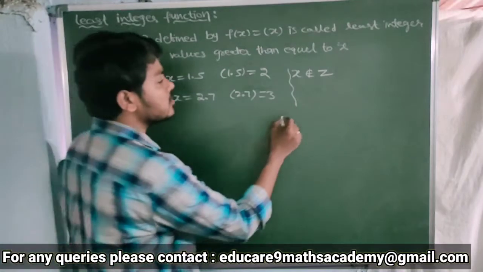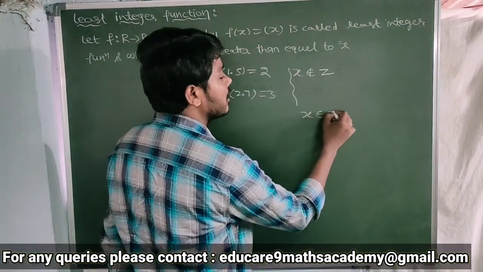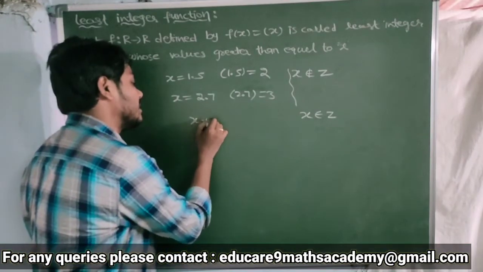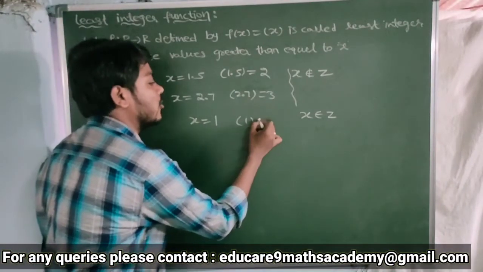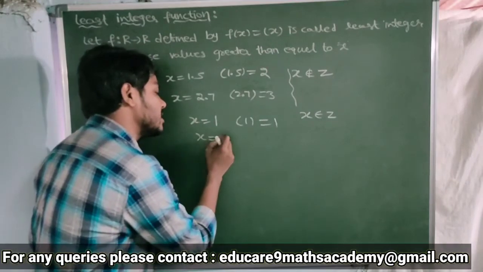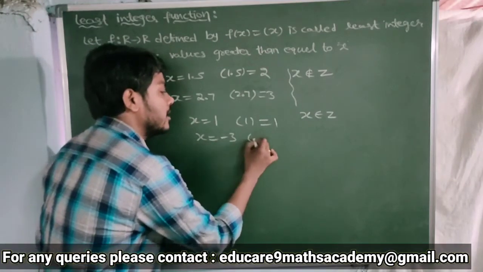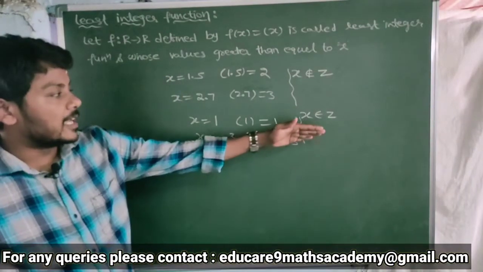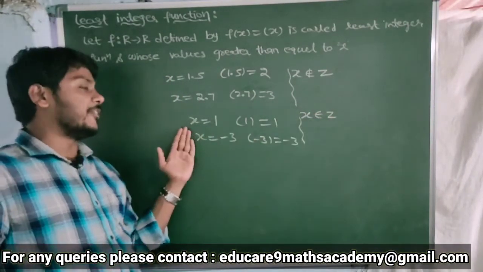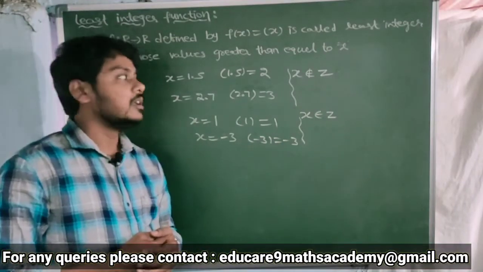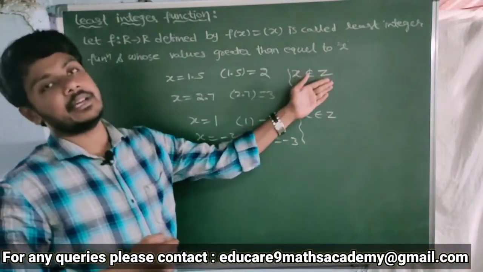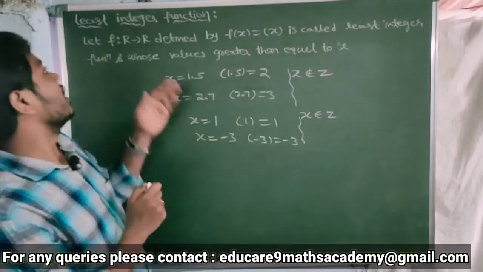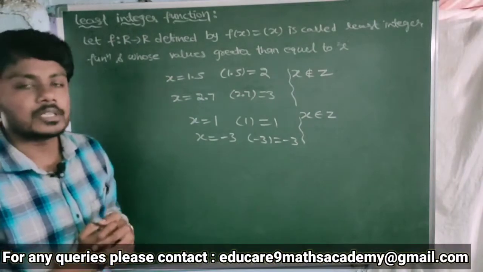If x belongs to the integers, for example x is equal to 1, now bracket of 1 is 1. And similarly, if x is minus 3, then bracket of minus 3 is also minus 3. So if x is an integer, then the value of bracket of x is equal to x. If x is not an integer, then in that case the value is greater than x. So that is the least integer function.